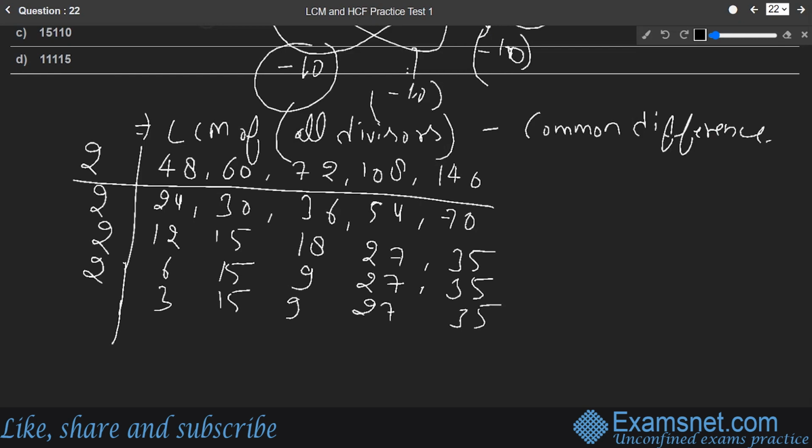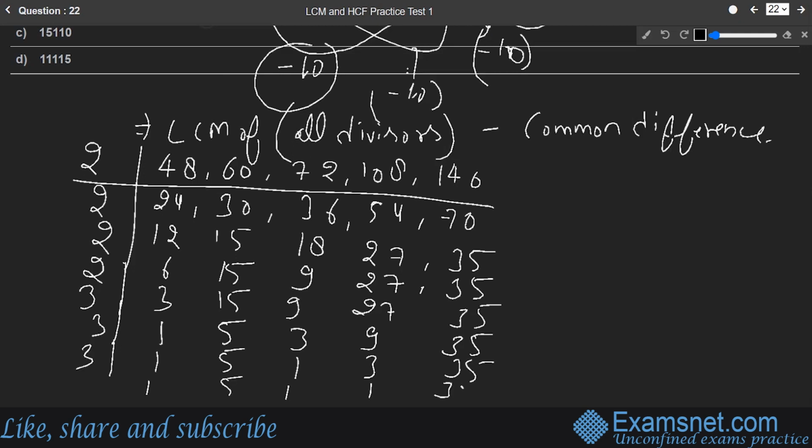Now, there is no number which can be divided by 2, so we have to begin with 3. Dividing by 3, we get 1, 3, 3, 5, 15, 3, 3, 9, 3, 9, 27, and 35 is not divisible, so it is repeated as it is. Again, we can divide by 3 one more time, so it's going to be 1, 5 as it is, 1, 3, and 35 as it is. Again, we can divide by 3. So it's 1, 5, 1, 1, and 35.